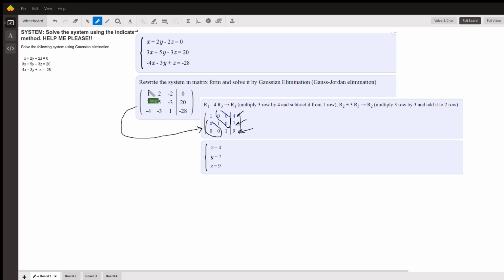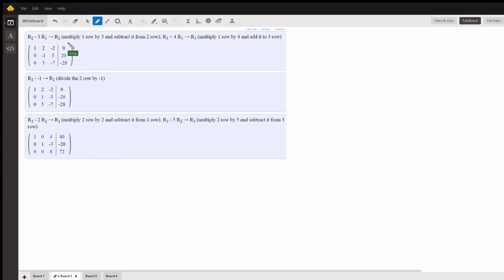The idea is to get one in this first position, and we already have that, so we don't have to worry about that. But then you follow the same pattern every time. We want to turn these numbers to zeros, and let's see how they do that. So multiply row 1 by 3 and subtract it from row 2. Or you can think of multiplying row 1 by -3 and adding it to row 2. And that's what turns these two to zeros.